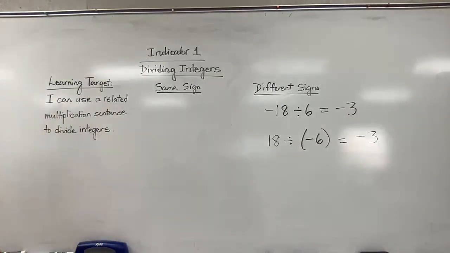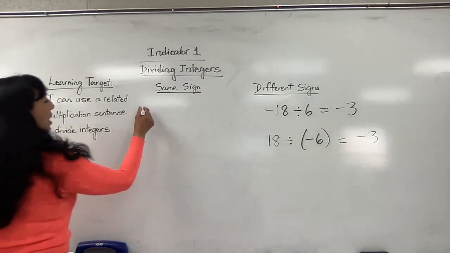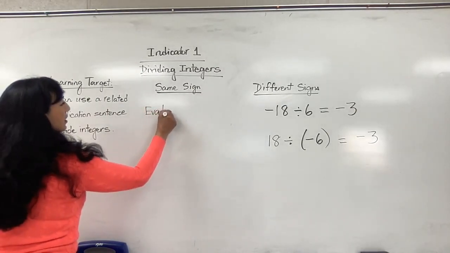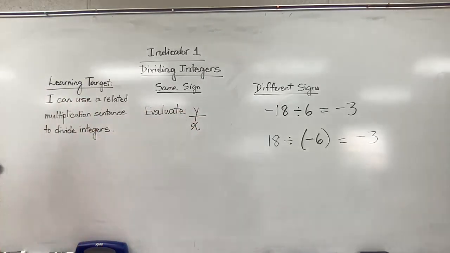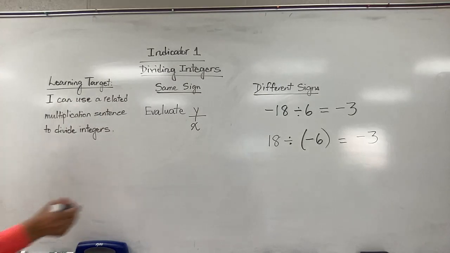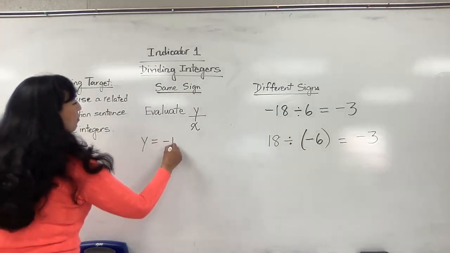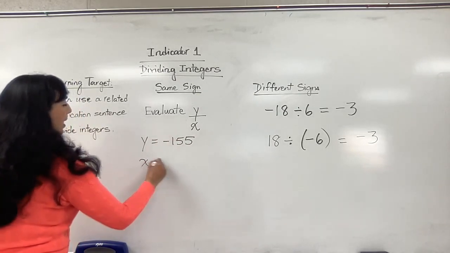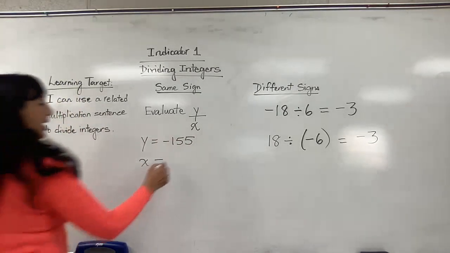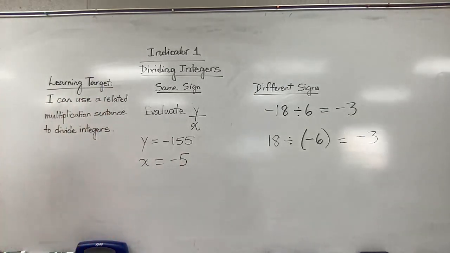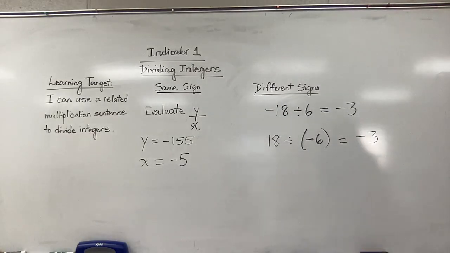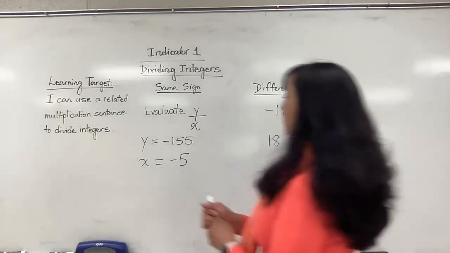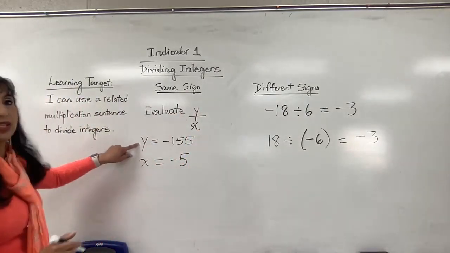And if I say evaluate y divided by x, please remember the fraction sign also means division. If y is equal to negative 155 and x is equal to negative 5. In this case, as you can see, we have exactly the same signs, which is negative and negative. We're just going to substitute the values now.